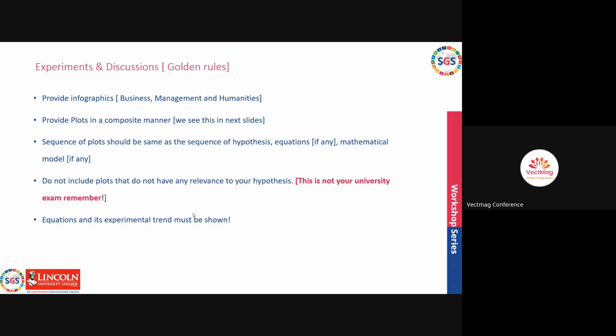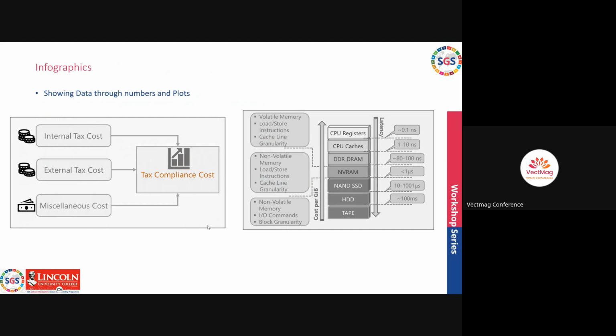One of the most common review comments will be that the results are not properly validated. Although it is a good concept, the paper lacks scientific rigor, or the results lack rigor. Those kinds of comments. When you see them, please understand that you have somewhere not taken care of this last point: equations and their experimental trend. That's very important. So let's see some infographics.